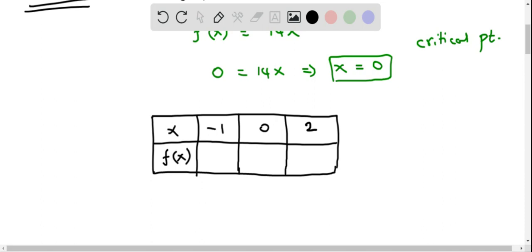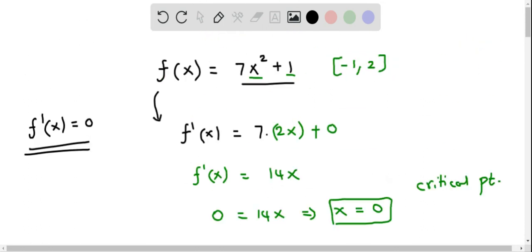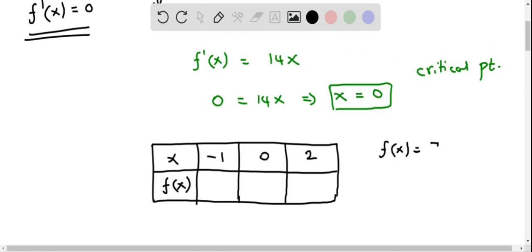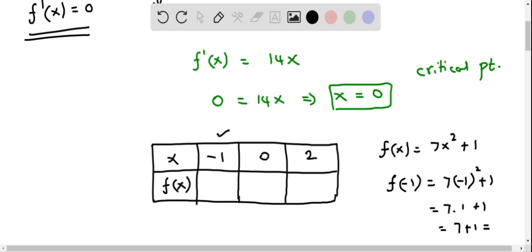Now we have to find the function value at these endpoints as well as at the critical point. So let me copy the f of x, and this equals 7x squared plus 1. First, let's find the function value at x equal to -1 by plugging into the f of x. So f of -1 equals 7 times -1 squared plus 1. This equals 7 times 1 plus 1. This is 7 plus 1 equals 8. So I put 8 here.